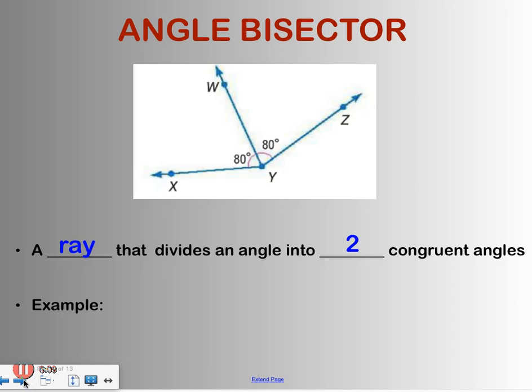And then an angle bisector. What does bisect mean? Two, right? Cut in half. So an angle bisector is a ray that cuts your angle into two equal pieces. So what's my angle bisector here? YW. Ray YW. I'm getting two equal angles at 80 degrees.